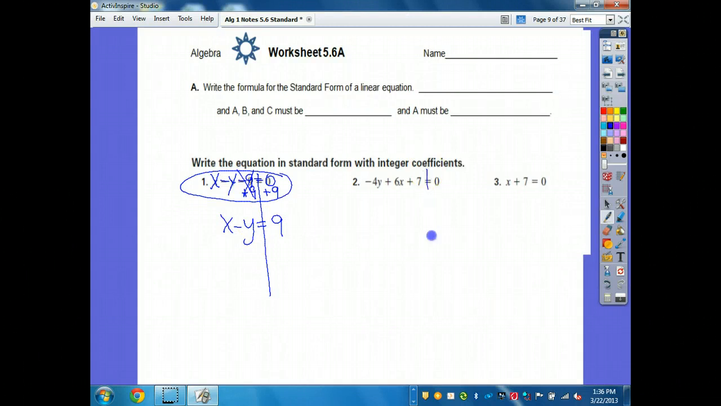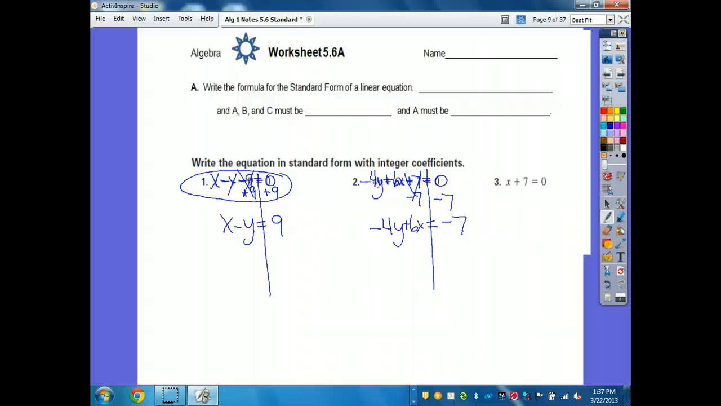What would I have to do here? This is negative 4y plus 6x plus 7 equals 0. Minus 7. Yep, minus 7 first. So now I have negative 4y plus 6x equals negative 7. Done? No. Divide by negative 1? Yes. No. No. I said that. What do I need to do? You need to subtract 6. Nope.